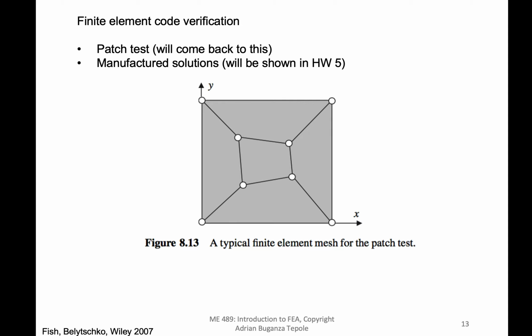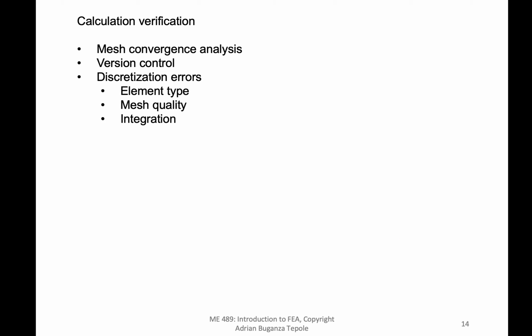And then manufactured solutions, as we'll be doing in homework 5, is instead of trying to solve a problem for which you don't know the solution, you can create a solution and then find the boundary conditions that give you that solution, and then do the opposite with your code. Just apply the boundary conditions, get the solution, and see if that solution actually matches the actual solution. So that's the manufactured solutions, and we'll do that for homework 5.